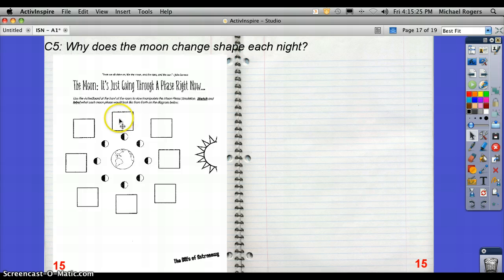First a crescent, then a first quarter, gibbous, full moon, and then it goes back again to a gibbous, third quarter, and then finally a crescent again. And so you should have a right-sided activity that can go along with that.